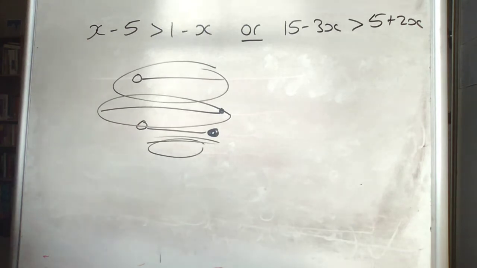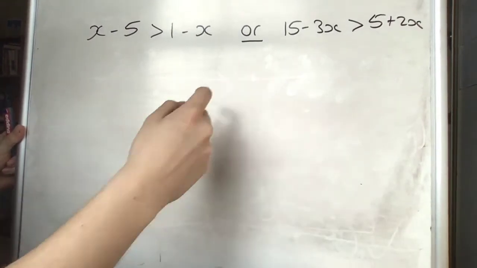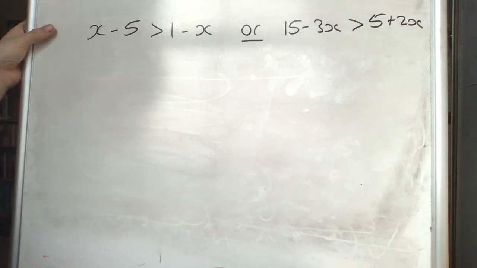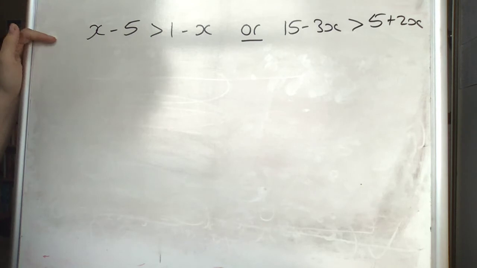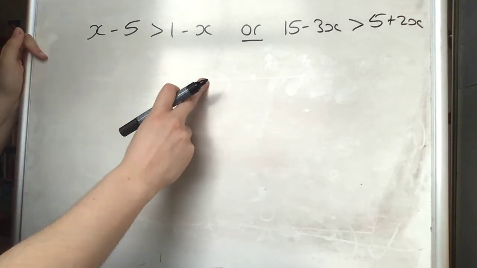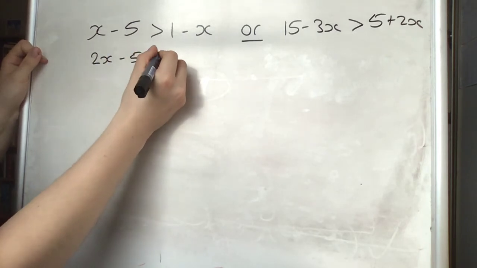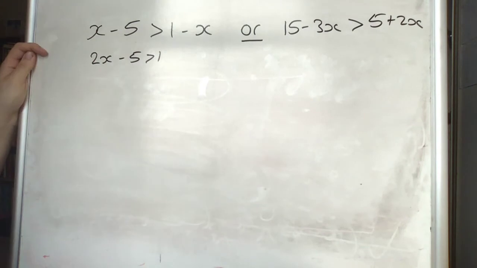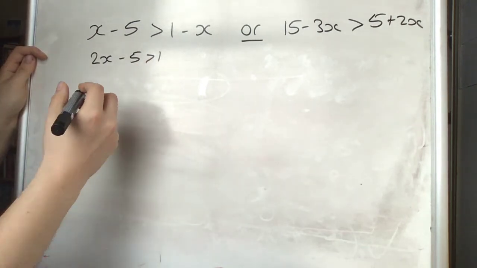Okay, but in this situation we're looking at where this inequality or this inequality is satisfied. So the first thing we're going to do is look at x minus 5 is greater than 1 minus x. Now as before we're going to add x to both sides, so we've got 2x minus 5 is greater than 1, because we're adding x to this side, which makes that 2x, and that gets rid of the other x. And then we're going to add 5 to both sides.